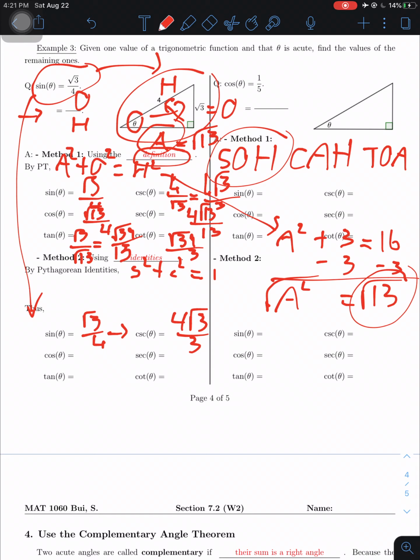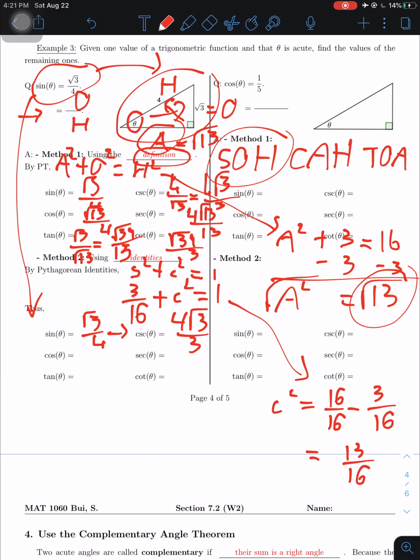Alright, so we know the sine here is square root of 3 over 4. If we square it, the top will be 3 and the bottom will be 16. Okay, and then we plus cosine squared equals 1. Let me bring it down here. So if we minus both sides by 3 over 16, we're going to get c squared equals 1 minus 3 over 16. And if you guys remember, 1 is actually 16 over 16. We need the common denominator. So then c squared in here equals 13 divided by 16.